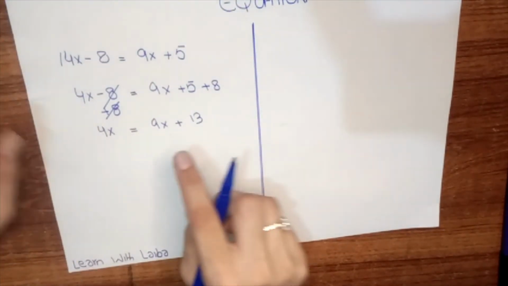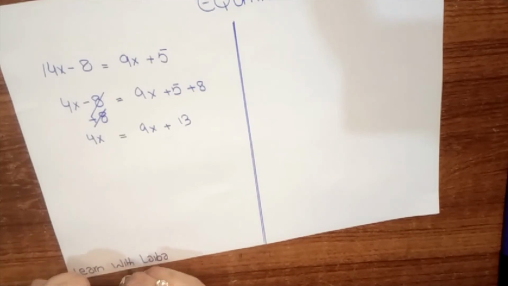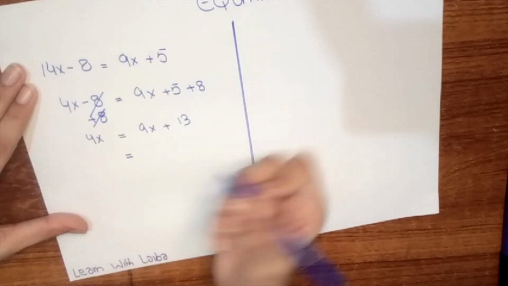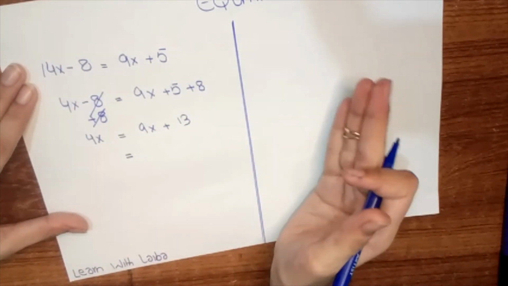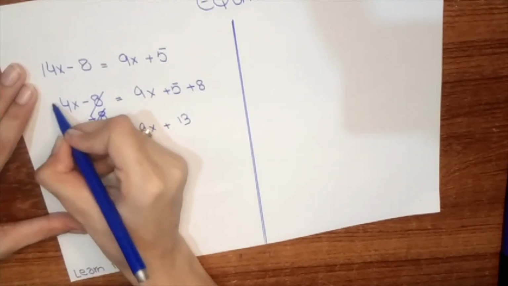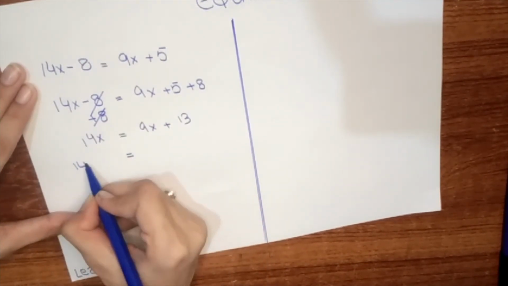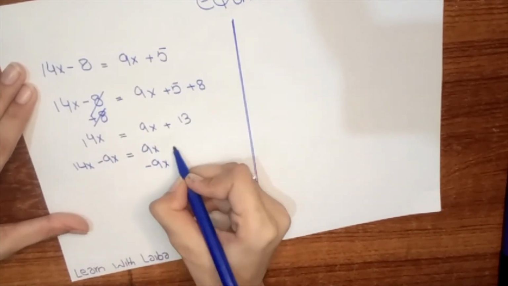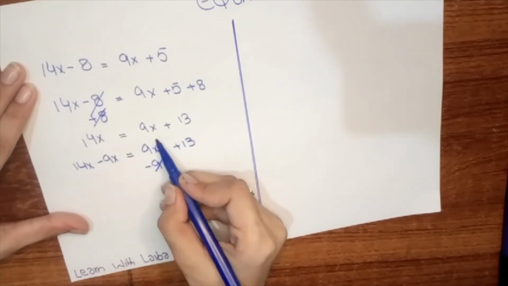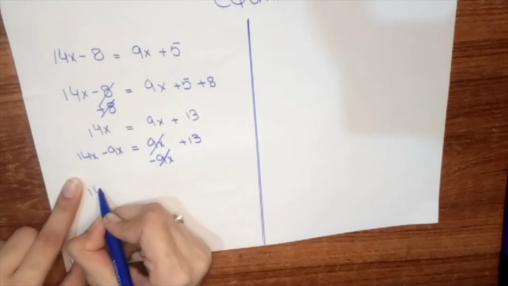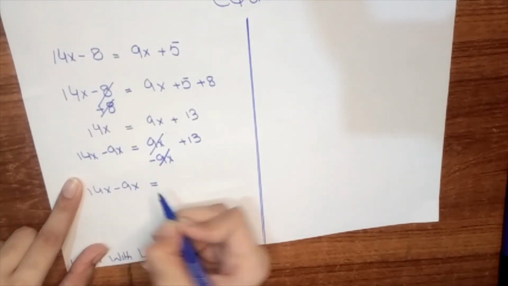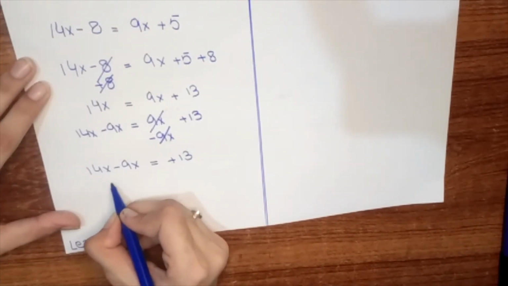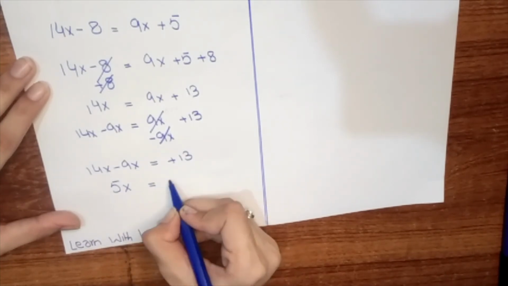Now I have to get rid of this 9x. How can I get rid of it? It is plus 9x, so by subtracting 9x. If I subtract 9x on the right side, I have to subtract 9x on the left side as well. So 4x minus 9x equals 9x minus 9x plus 13. Both the numbers will be cancelled. So it is 4x minus 9x equals plus 13. Now 4x take away 9x equals what? Minus 5x. So minus 5x equals 13.